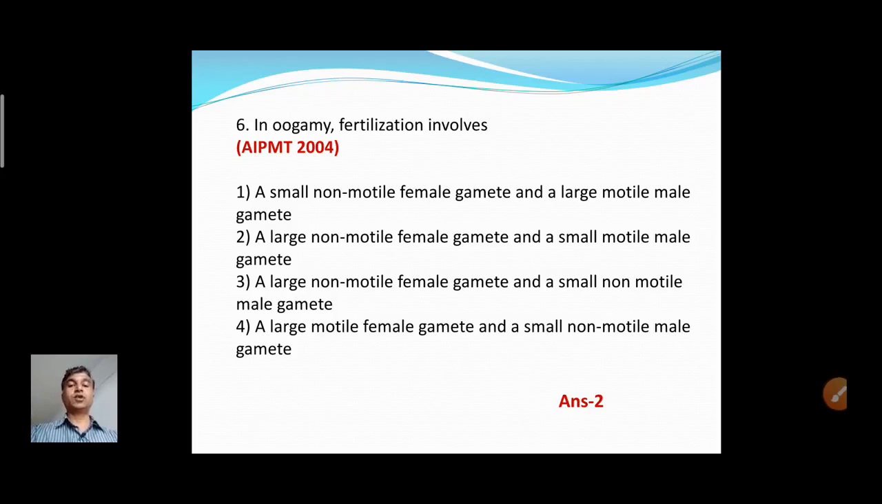This is a type of sexual reproduction in higher organisms, even angiosperms and vertebrates.